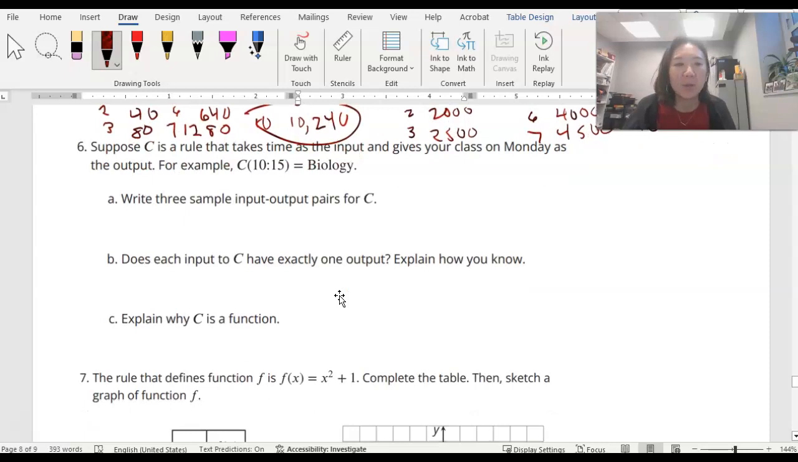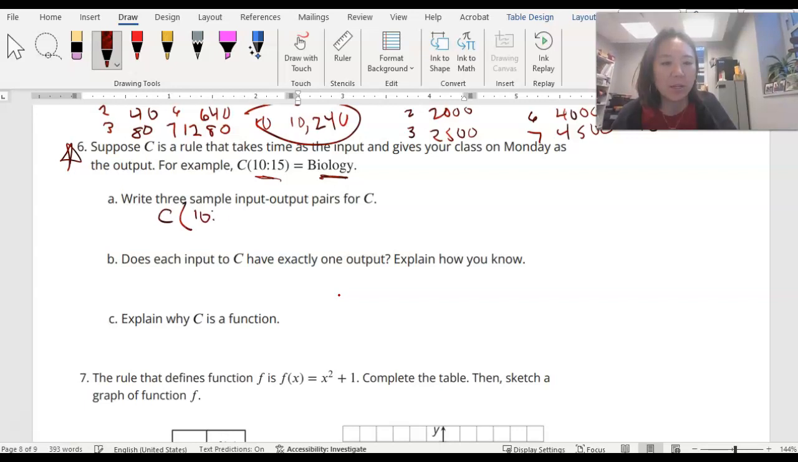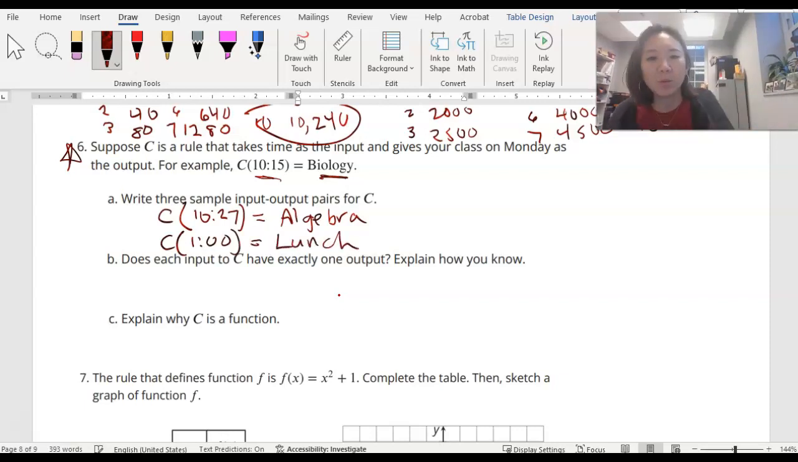Number 6 says, suppose C is a rule that takes time as an input, so this is going to be a review, and gives your class on Monday as the output. So for example, at 10:15, you have biology. So write 3 sample input-output pairs for C. So if I do, for example, C of 10:27 equals algebra, right? C of 1 p.m. gives us lunch. You come up with your own.